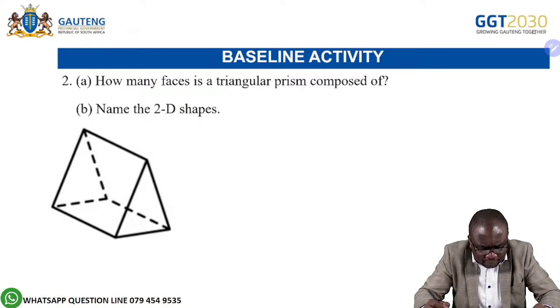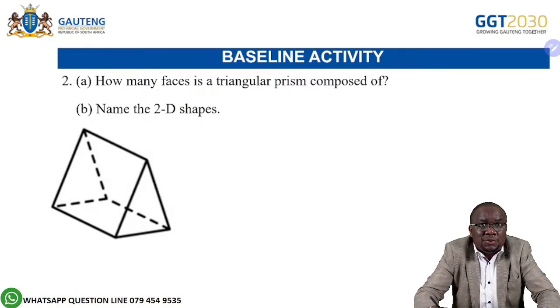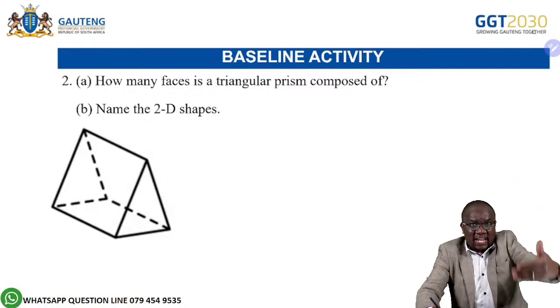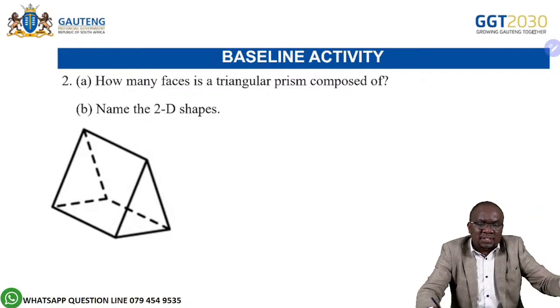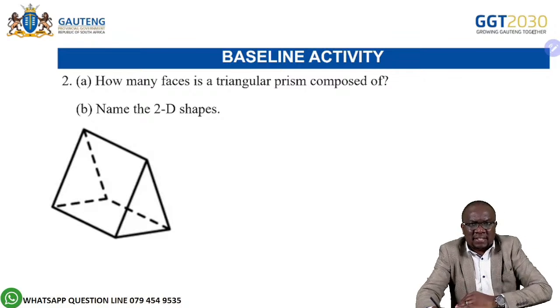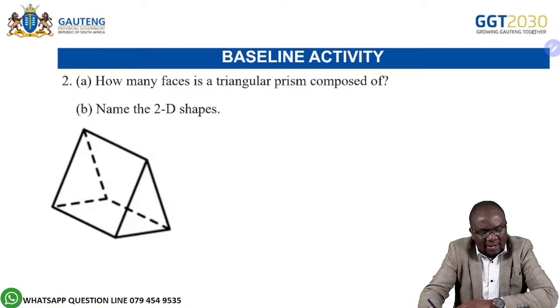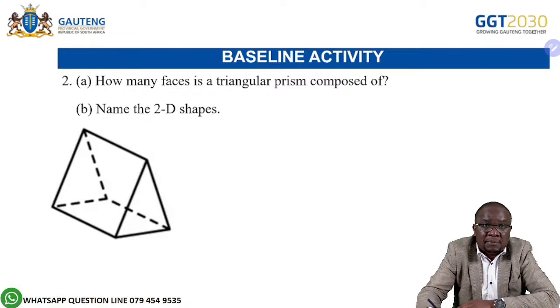And then I want us to do this one in 2 minutes. What shape is this? Now you should be able to name this. This is a triangular prism because you can see a triangle this side and a triangle on the other side. And then these two bases are joined by rectangles. Now, how many faces is a triangular prism composed of? You answer that. And then after that, you name the 2D shapes that make up this triangular prism. Let's do that in 2 minutes.